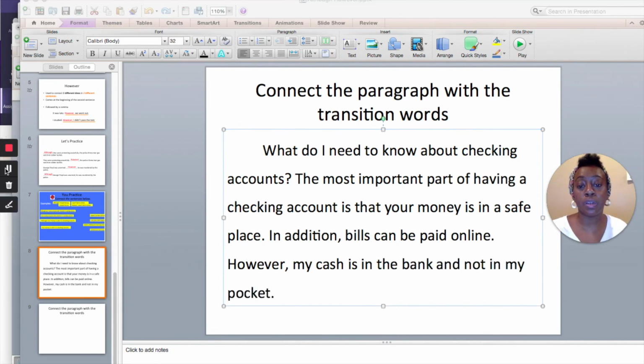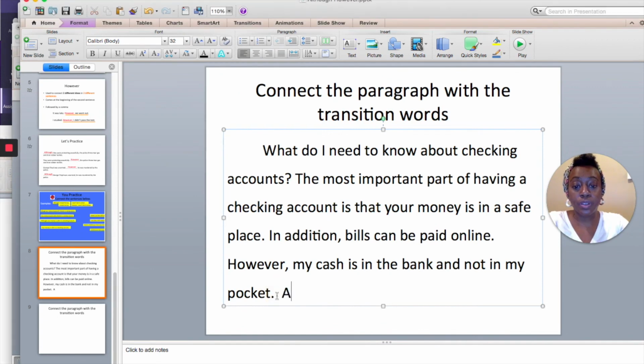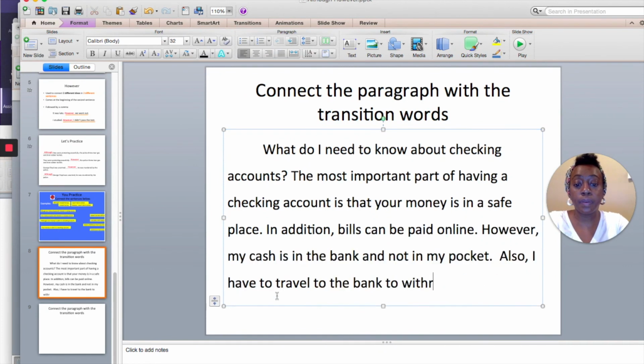The last cost is I have to travel to the bank to get your money. So I'm going to just say also I have to travel to the bank to withdraw my money. Now I need to add my concluding sentence.